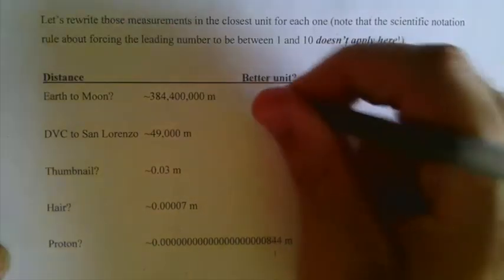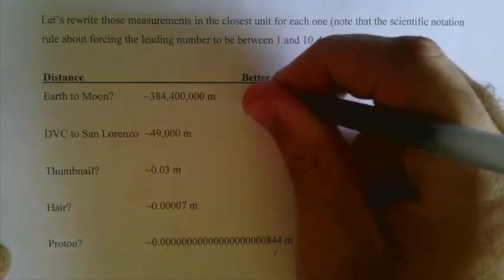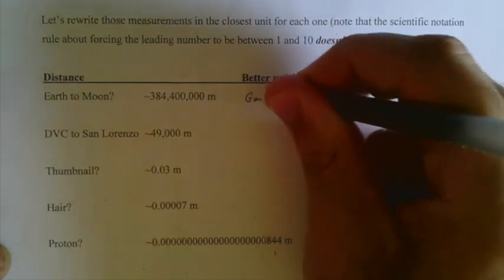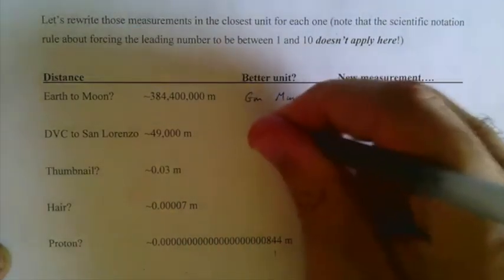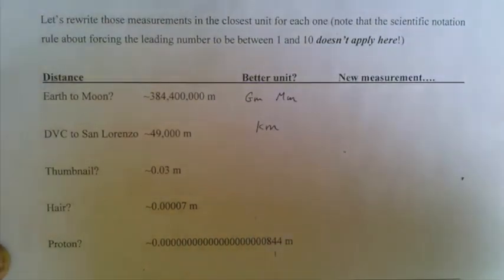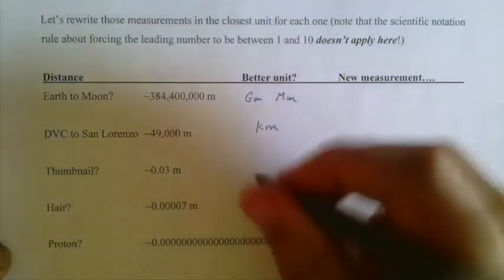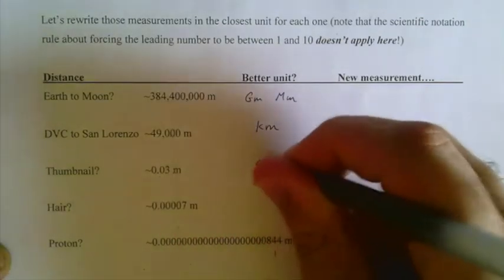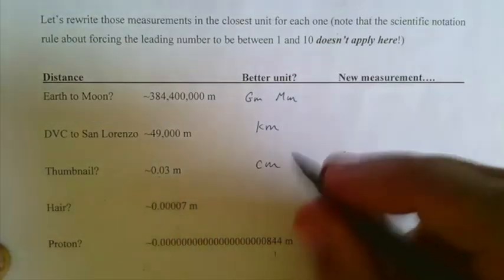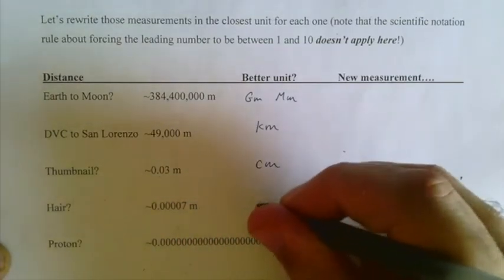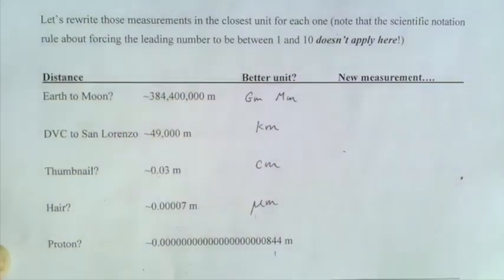So for instance, the Earth to the Moon distance might work better in gigameters or megameters. The DVC to San Lorenzo distance almost certainly done most effectively in kilometers. The thumbnail, 10 to the minus 2, well, that's easy. We'll do that in centimeters. The hair, 10 to the minus 5, that's in the vicinity of 10 to the minus 6. We'll try and do that in micrometers.